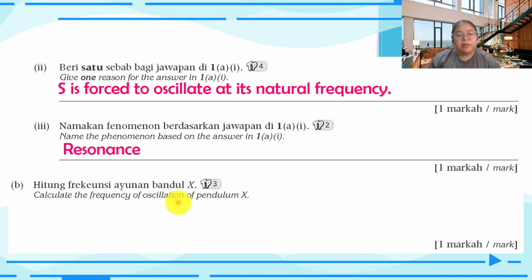Okay, calculate the frequency of the oscillation of the pendulum. Just now they gave you the period already, right? So we just do the calculation. T equals 2 seconds. You want to find the frequency, 1 over T. So I get 0.5 Hertz.